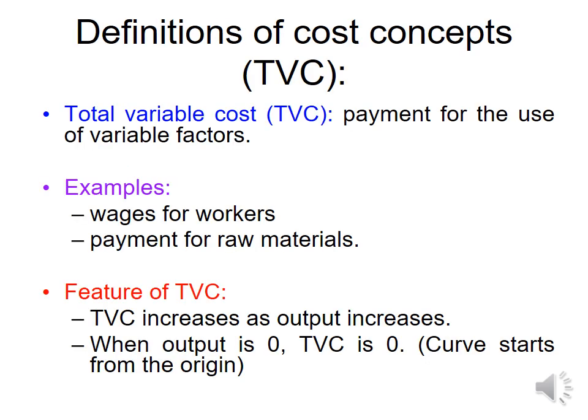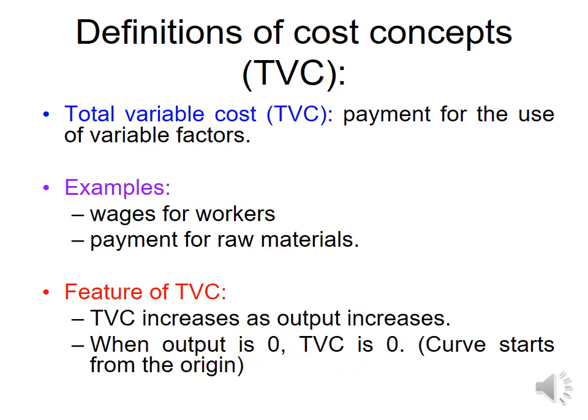So examples of total variable cost again will be wages for workers that you choose to hire and the raw materials or ingredients that you need to use for production. Again we repeat, your total variable cost increases when output increases. When you want to produce more, you have to incur higher total variable cost. When you don't produce, output is zero, your total variable cost is zero.